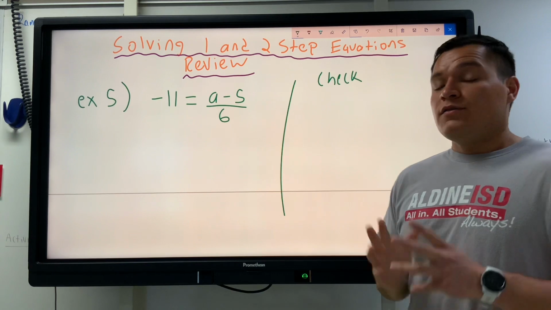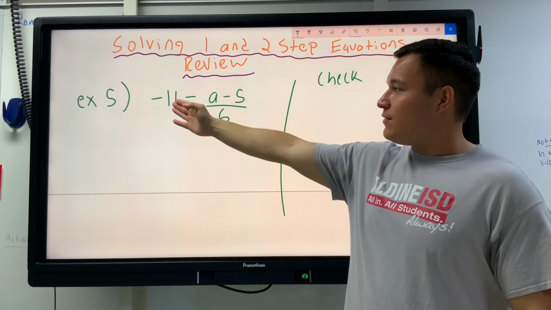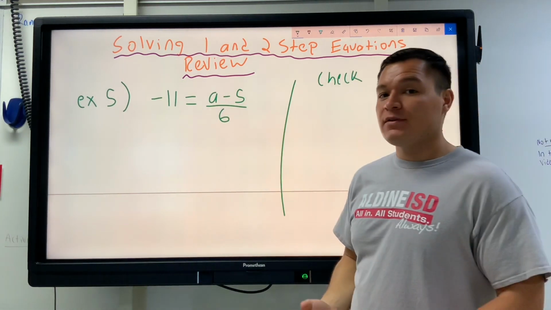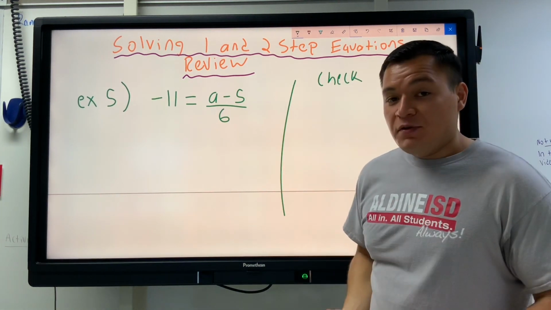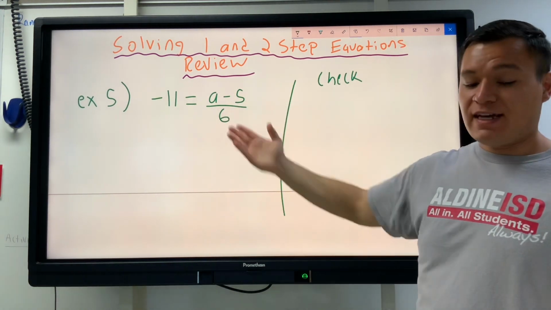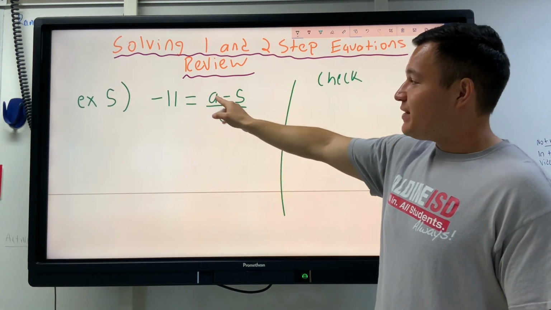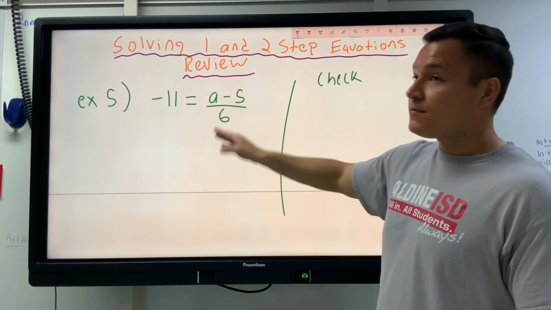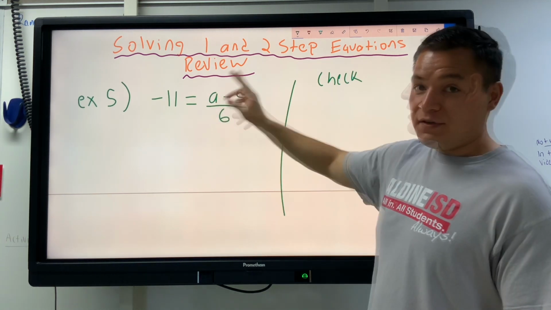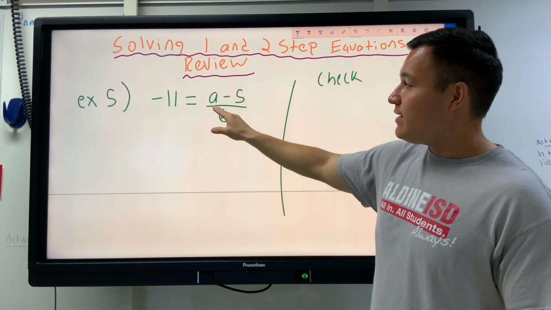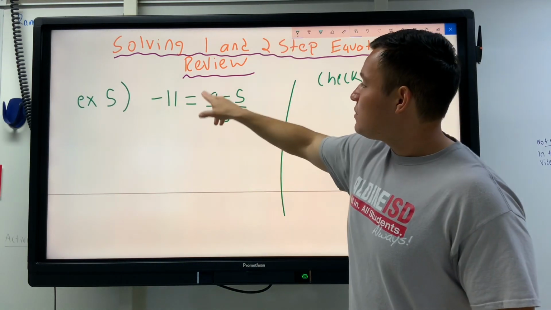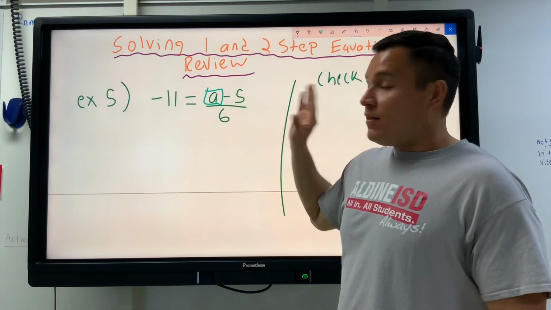All right, so this type of question where you have negative 11 equals a minus 5 divided by 6, you need to practice reading these out aloud, because if you can read it, then you can solve it, because all we're going to do to solve it is undo what's happening. Negative 11 equals a minus 5 divided by 6. If we knew what a was already, then this is what we would do first. The first thing we're going to do is subtract that 5, and then the last thing we would do is divide by 6.